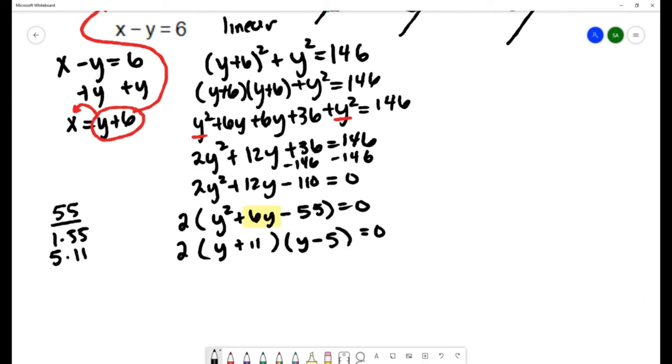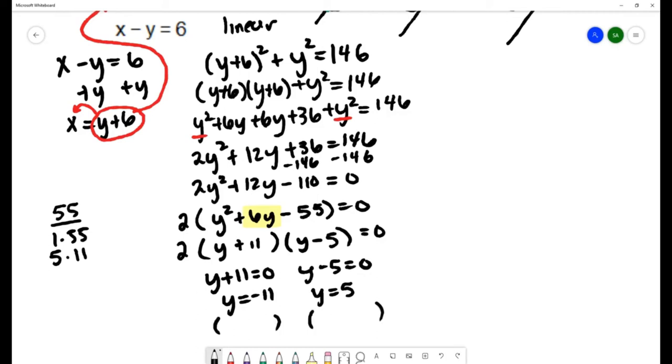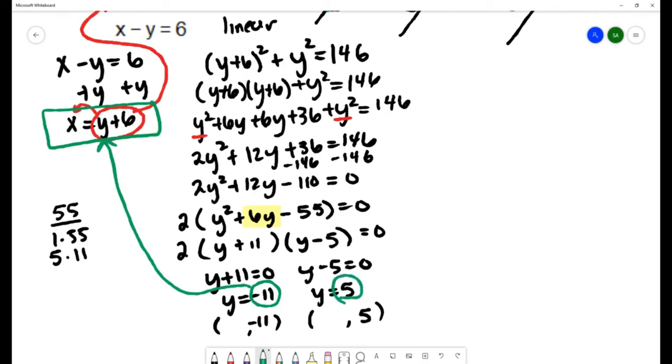We're going to set each of these factors equal to 0. Y plus 11 equals 0. Y minus 5 equals 0. And that gives y equals negative 11. Y equals 5. So this is part of our solutions. These are the y coordinates of our solutions. We now need to find the x coordinates. And we can use this equation that we had earlier to find the x coordinates. So I'm going to substitute that negative 11 in for y, and I'll also substitute that 5 in for y.